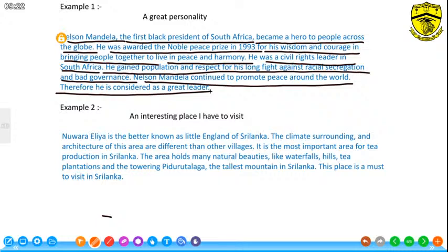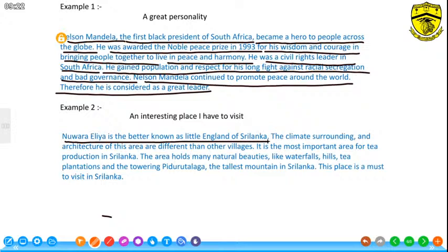And you can see example 2 also. An interesting place I have to visit. In our country there are a lot of places that tourists like to come and see in Sri Lanka. So Nuwara Eliya is also a famous place for tourists to visit. Nuwara Eliya is better known as the Little England of Sri Lanka. This is the topic sentence, right?